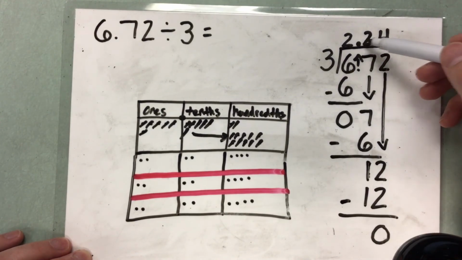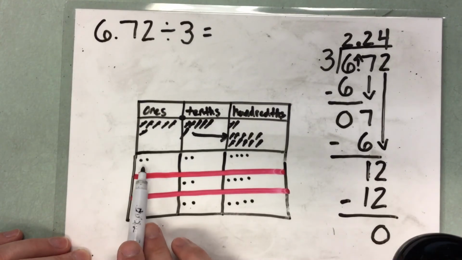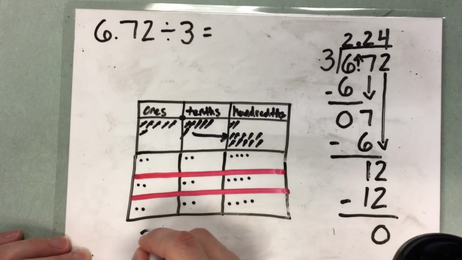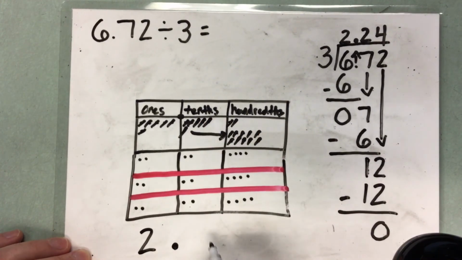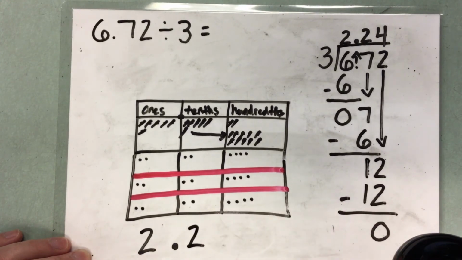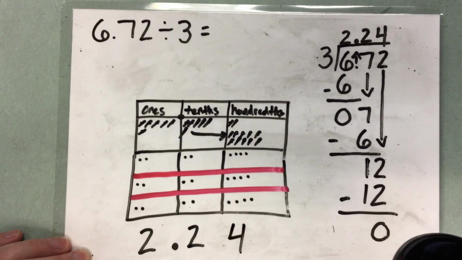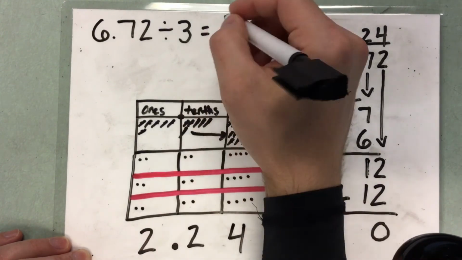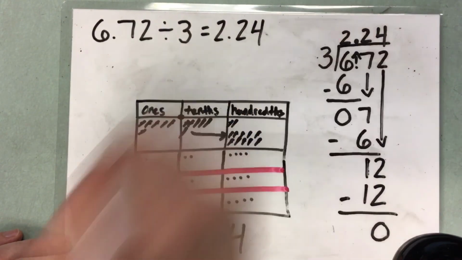Here we got 2 and 24 hundredths. Let's look at each group. Each group has 2 ones. Our decimal would just drop right down. Each group has 2 tenths. And finally, each group has 4 hundredths. So as you can see, we got the correct answer using the place value chart and the standard algorithm. So our answer is 2 and 24 hundredths.